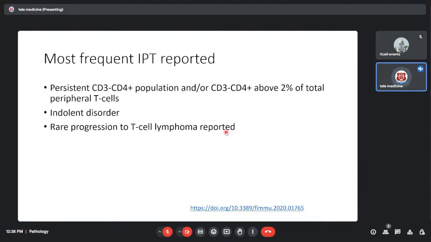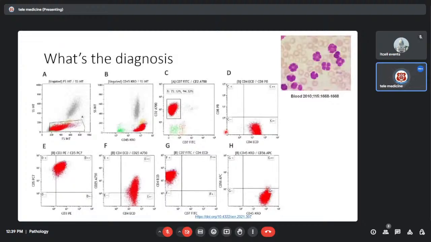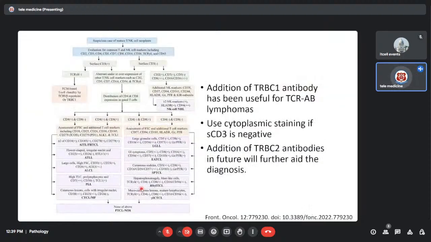This is the most frequent phenotype reported, persistent CD3 negative CD4 positive population of more than 2% of total peripheral cells. This is an indolent disorder. The patient has to be given steroids, and most of the time the patient will respond with steroids and immunosuppression, but the patient can evolve to a T cell lymphoma. So now this is a case of ATLL, the classical clover leaf cells, and this is a T regulatory lymphoma. So you have CD4 and CD25 expression. So CD4 expression as well as CD25 expression.